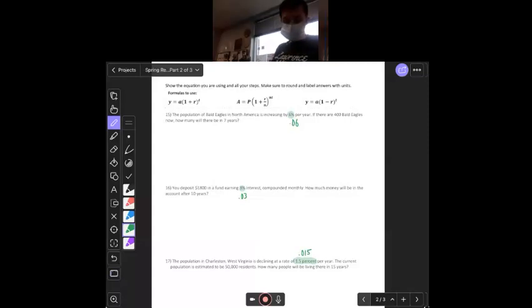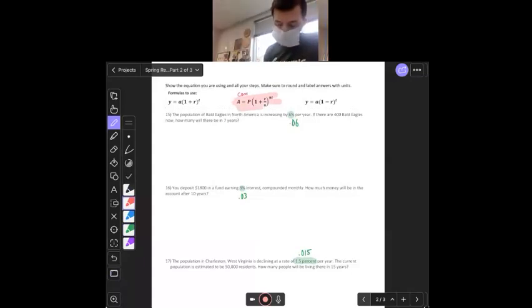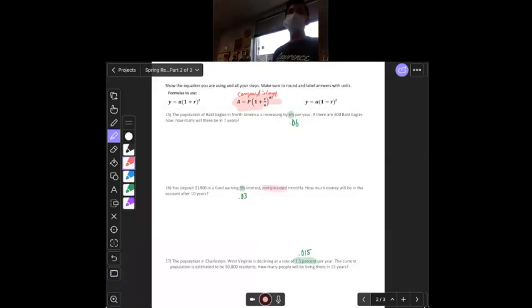This middle formula here is the compound interest formula. And so you're looking to talk about that. It's a business application, compound interest. And so as soon as you see that word compound, that's here in number 16, that tells you to use that formula. Okay. The formula on the left there is the exponential growth formula.